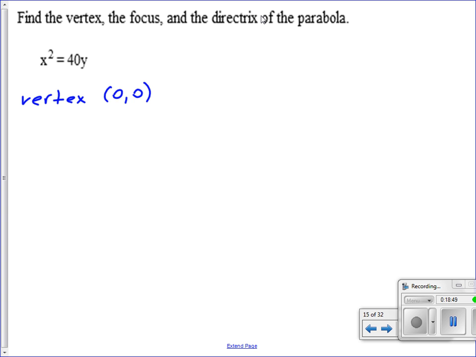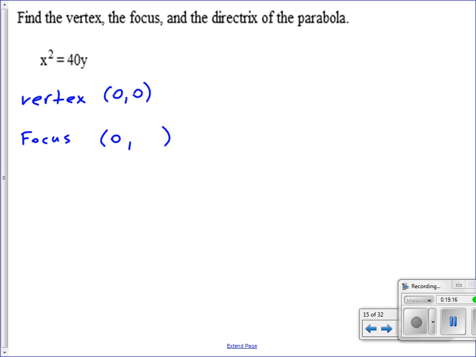The focus is going to be whatever's in front of what. First of all, is this opening up and down or left and right? Up and down, because it's x squared. If it's opening up and down, that means we're only changing from the vertex the part that goes up and down, which is y. Right? So this is still 0.